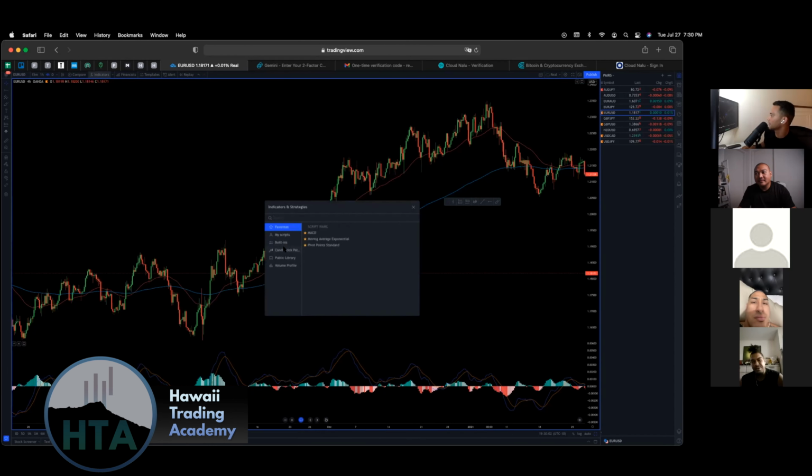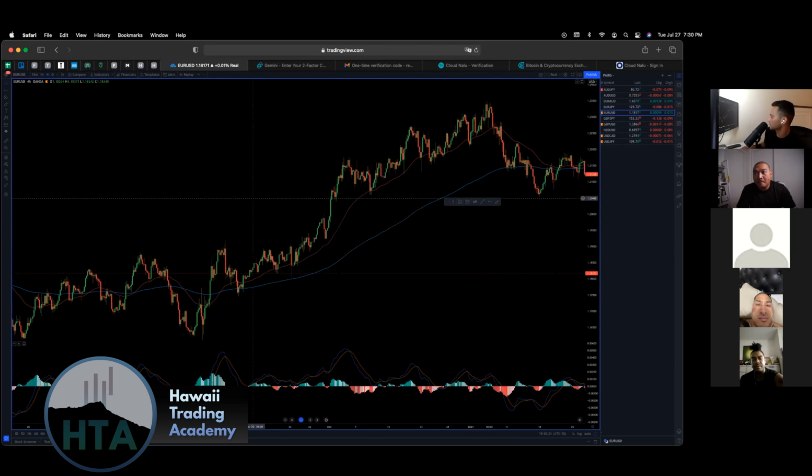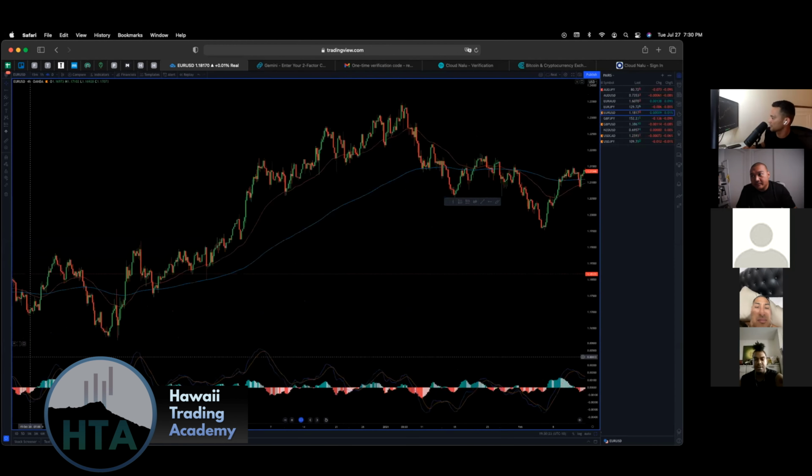Hey, the Larry Williams alligator, that's technically an EMA too, right? But there's just three different ones. Are you familiar with that one? I haven't personally heard of the Larry Williams alligator. No, I haven't heard of it, but it could be the same form. Yeah, I'll Google that after. Too much already.